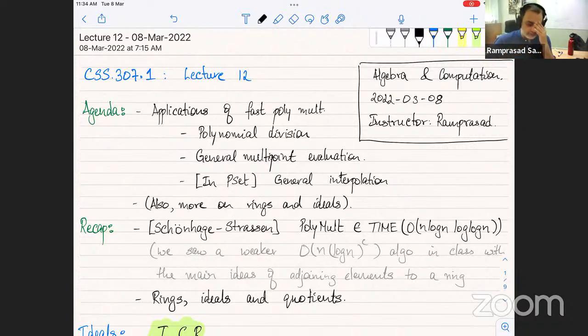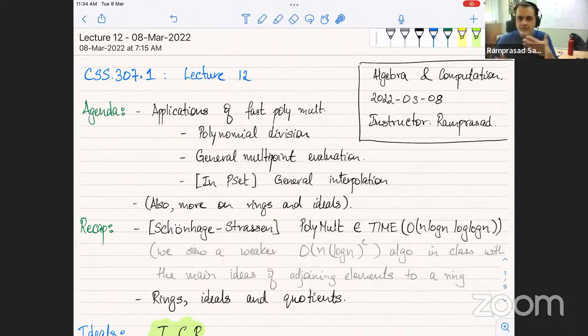The focus of today's lecture is going to be to look at some applications of this fast polynomial multiplication that we saw. In some sense, it's okay even if the last class was very dense. There were a lot of things that we did in the previous class. But it's okay even if you didn't follow a lot of it, because we'll be using things from the last class only as a black box this time.